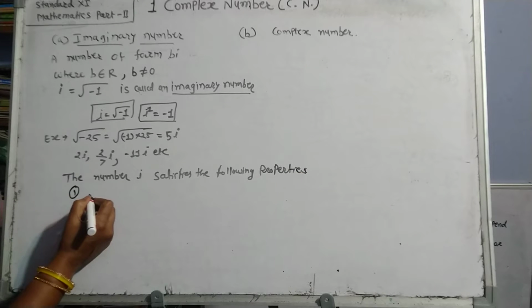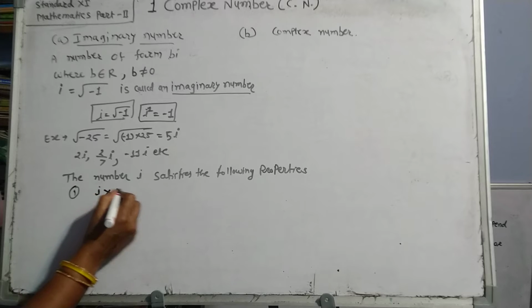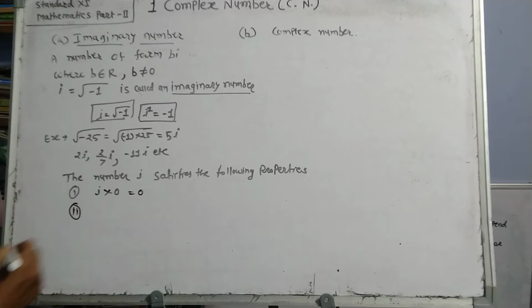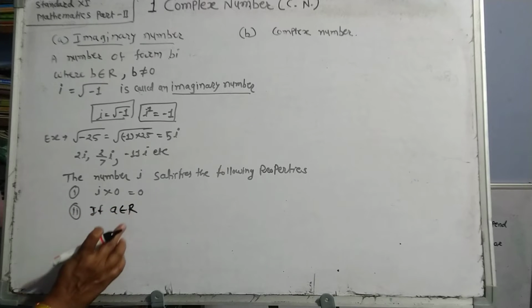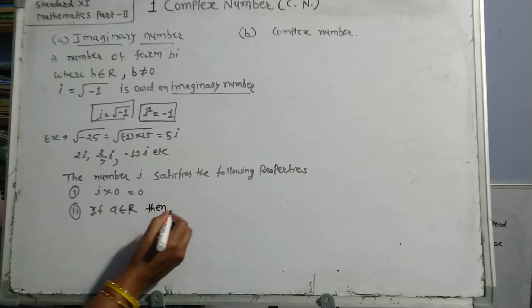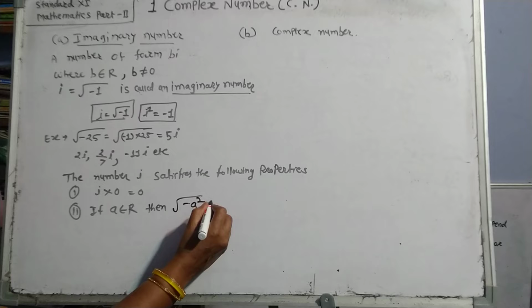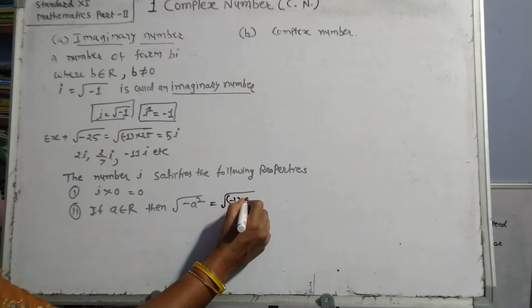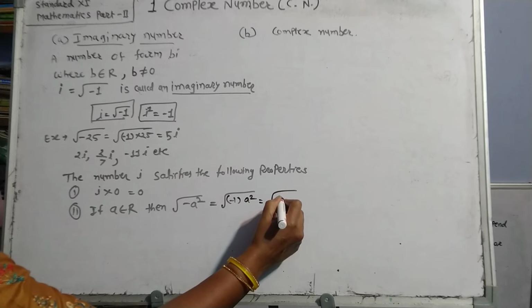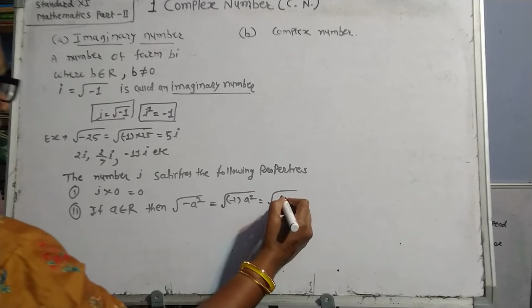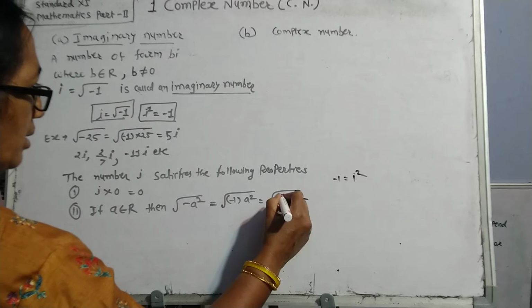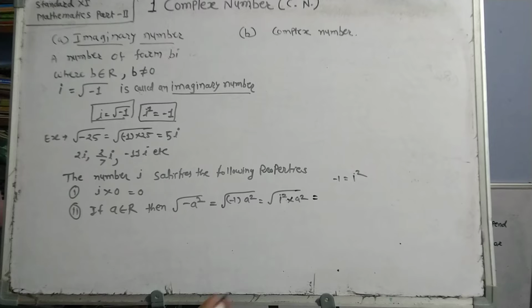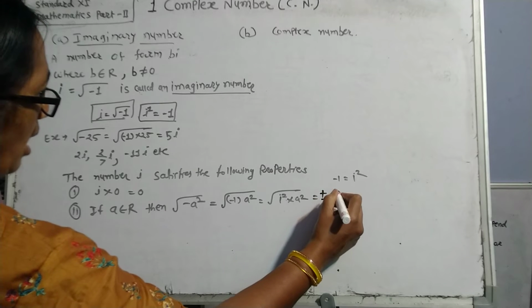First, i into 0 means 0. Second, if a belongs to the set of real numbers R, then square root of -a square means what? -1 into a square means i square into a square, equal to ai or ia, plus minus ia.